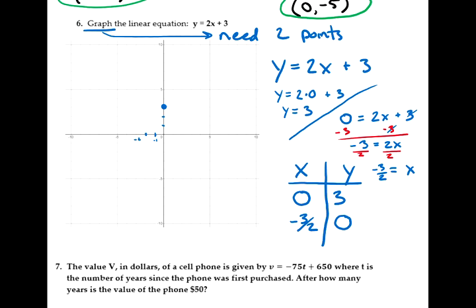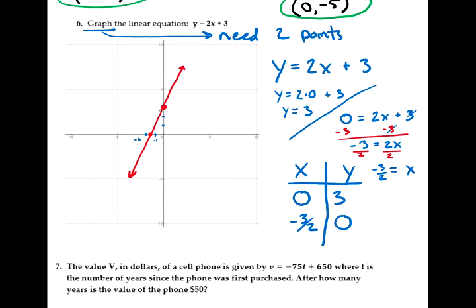Let's make this line a different color. Let's go with red. So negative 3 halves, negative 3 over 2, or negative 1.5 would be right here between the negative 1 and the negative 2. All right, and our line, we just draw a line through those 2 points. And you can use any 2 points. It doesn't have to be these two, but 0 is an easy number to work with because 0 times anything is 0.